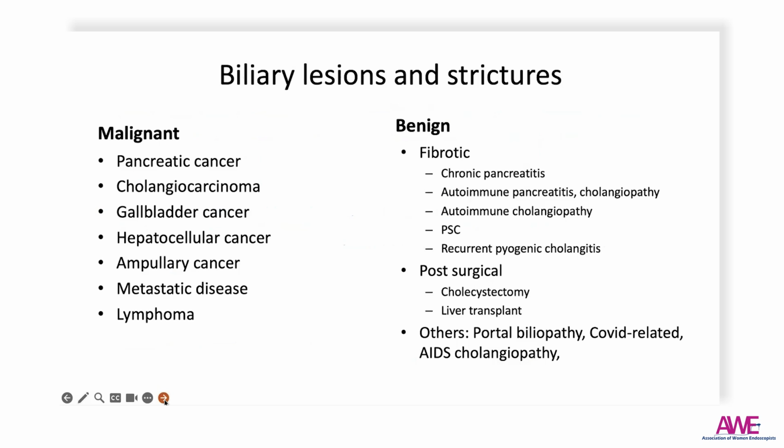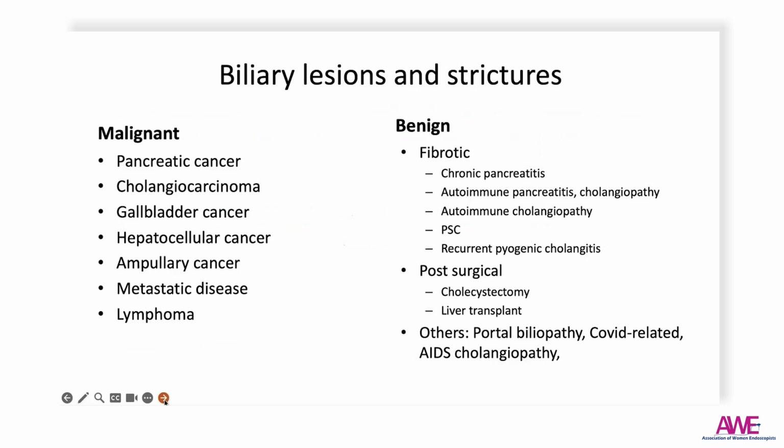So first we'll look at etiologies for biliary lesions and strictures. Obviously, we want to distinguish most importantly between malignant and benign. In terms of malignant etiologies, pancreatic cancer and cholangiocarcinoma are the most common that we deal with, although other types of hepatobiliary cancers and even metastatic disease can be causes of strictures.